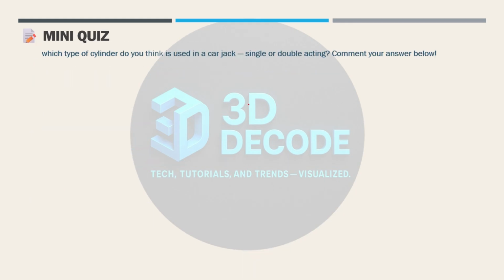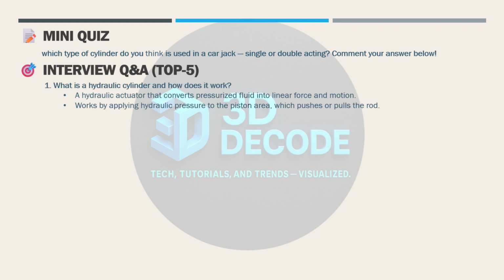Mini quiz. Which type of cylinder do you think is used in a car jack, single or double acting? Comment your answer below. Interview Q&A, top 5.